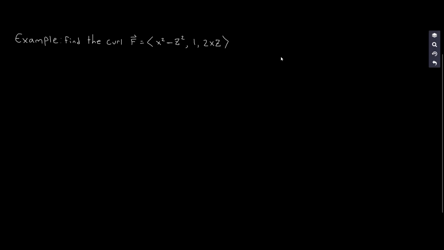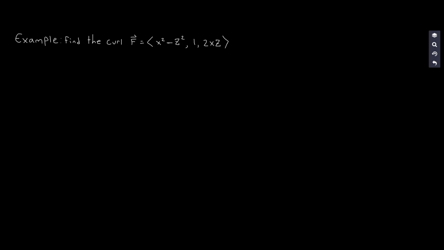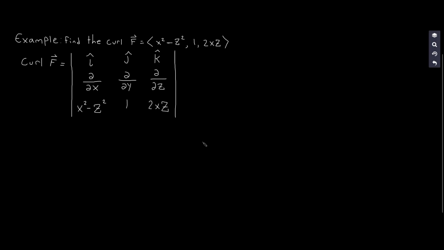Now we're asked to find the curl of vector f, where vector f equals x squared minus z squared in the x component, 1 in the y component, and 2 times x times z in the z component. So we need to find the curl. To find the curl, we're going to look at our notes here, and we're going to set up our 3x3 matrix looking thing with i hat, j hat, and k hat. And that's how you'd set that up. And we want to calculate the curl.